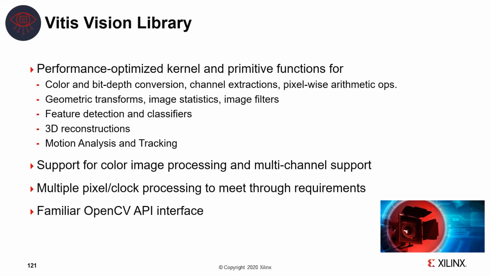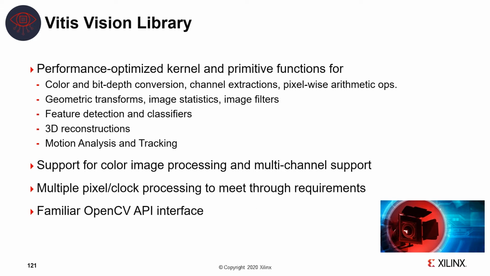The Vitis Vision library provides performance-optimized kernel and primitive functions for image and video processing applications. Library functions include color and bit depth conversion, channel extractions, and pixel-wise arithmetic operations. Geometric transforms, image filters, and statistic generators are also available, and there are functions for feature detection and classification and 3D reconstructors. The libraries also support motion analysis and object tracking.